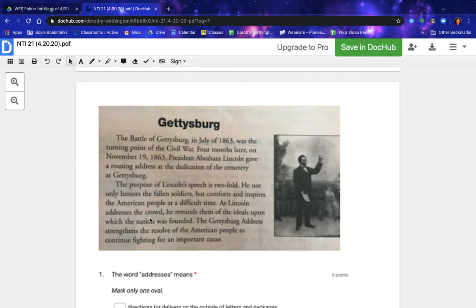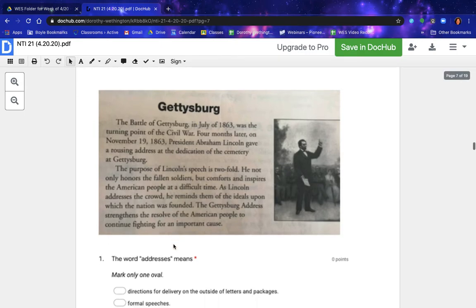As Lincoln addresses the crowd, he reminds them of the ideas upon which the nation was founded. The Gettysburg Address strengthens the resolve of the American people to continue fighting for an important cause.